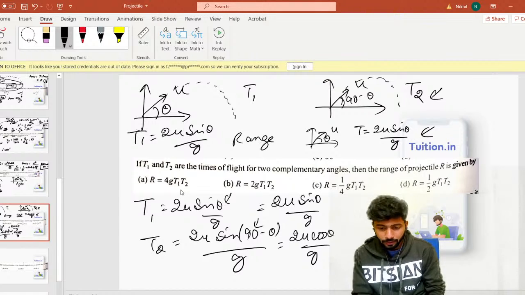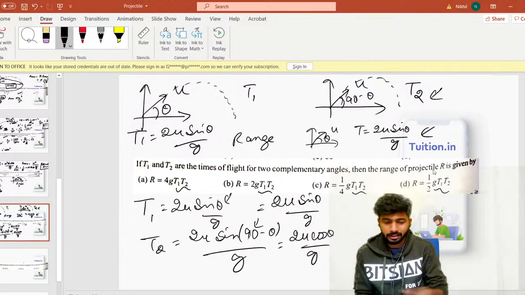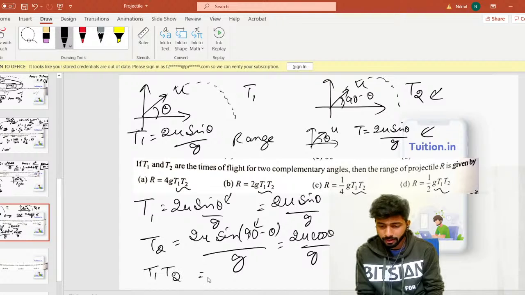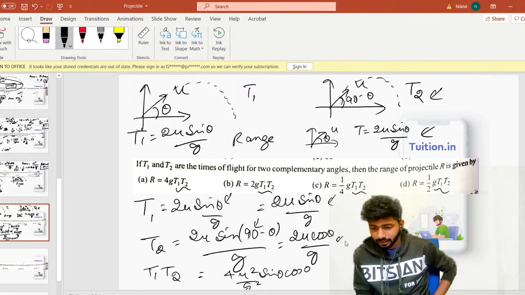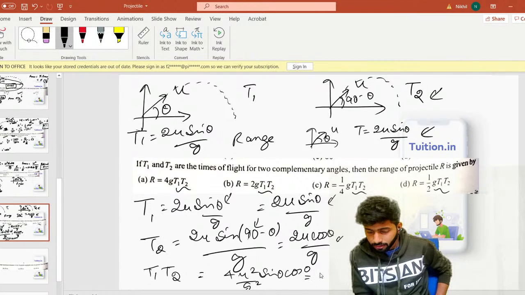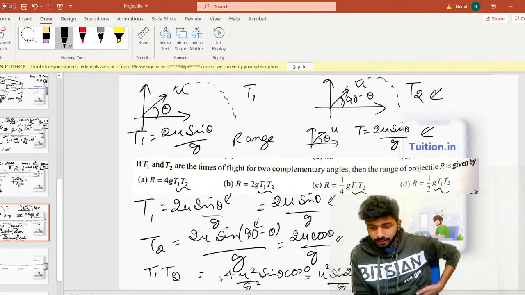Now do one thing. You can see T1, T2, T1, T2 in all these options, right? There is a g missing in the option that's given as the key. So just do T1 into T2 here, right? So you'll have 4u square by g square into sine theta cos theta. In this, what you do, you take 2u square sine 2 theta by g, right? How did I get a sine 2 theta here?